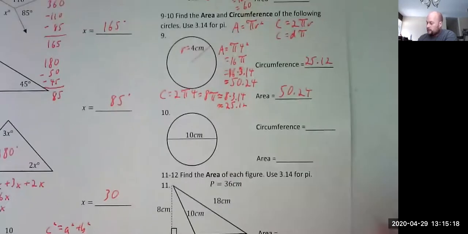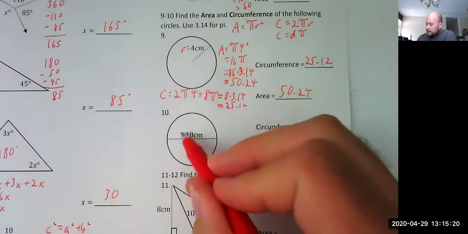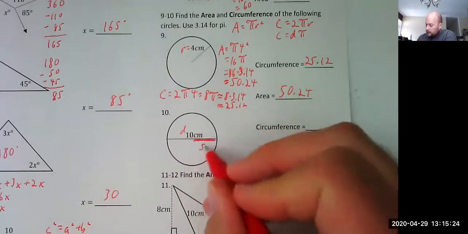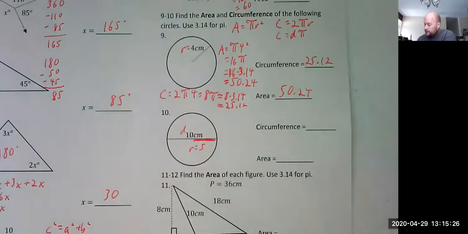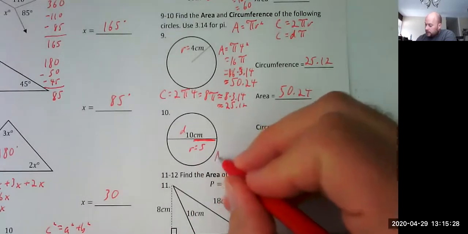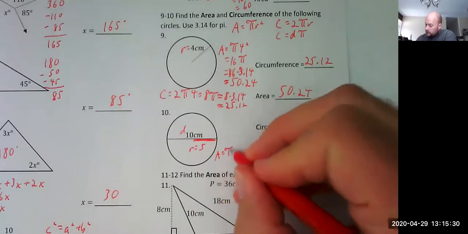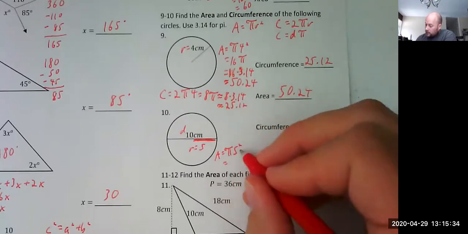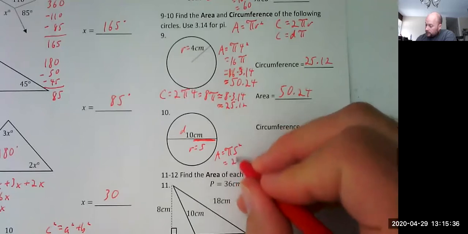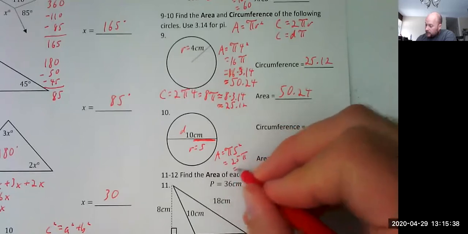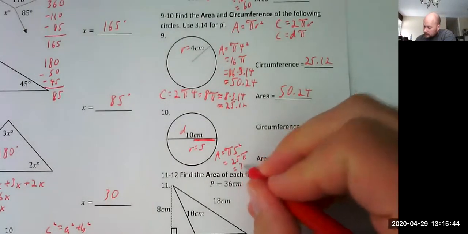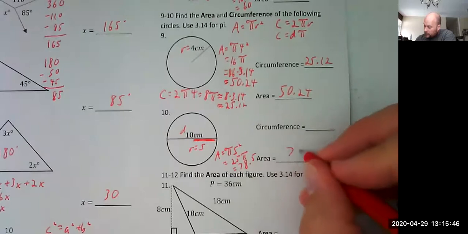All right, for the next one, this is our diameter. If we wanted to do just the radius will be 5. So for area equals pi r squared, so 5 squared. 5 squared is 25, so that's 25 times pi. Again, using 3.14, 25 times 3.14 is 78.5.